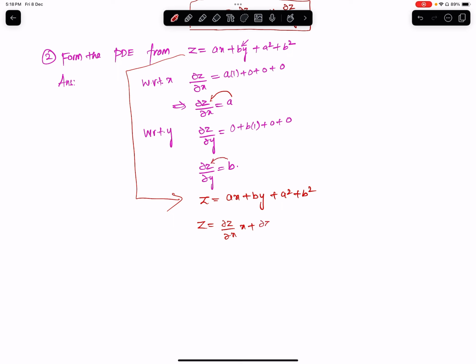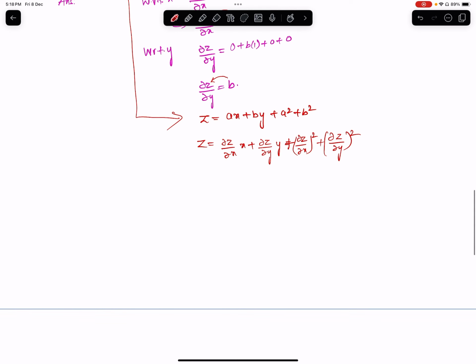So it is dou z by dou y is equal to, what is the a? You know, it is dou z by dou x, then whole square plus dou z by dou y whole square. So this is the required PDE. Just to check, in the last step you don't find a and b. So the second question is done. It's a very simple one. Let us go to the third one.